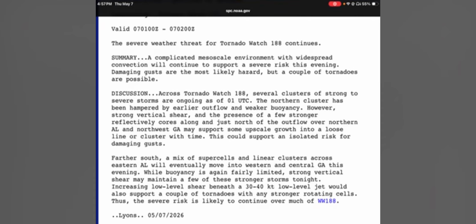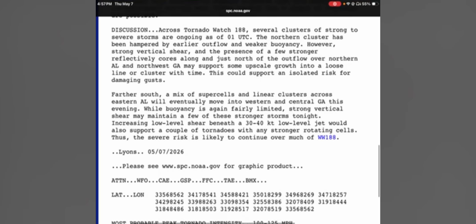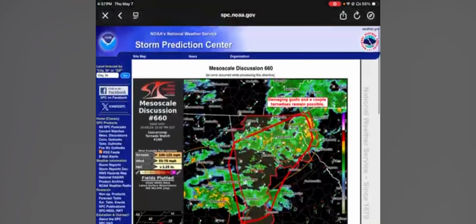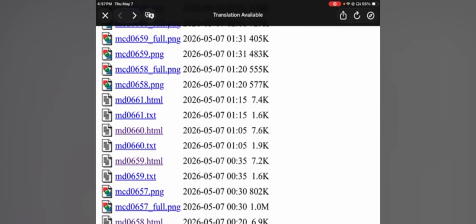Farther south, a mix of supercells and linear clusters across eastern Alabama will eventually move into western and central Georgia this evening. While buoyancy is again fairly limited, strong vertical shear may maintain a few of these stronger thunderstorms tonight. Increasing low-level shear beneath a 30 to 40 knot low-level jet would also support a couple of tornadoes with any stronger rotating cells. Thus, the severe risk is likely to continue over much of Tornado Watch number 188. So nothing really much going on there on 660.